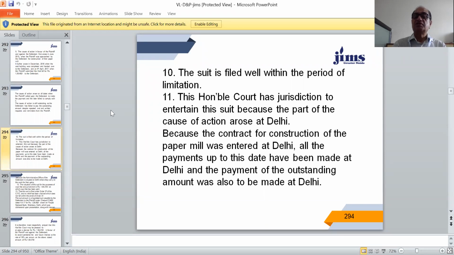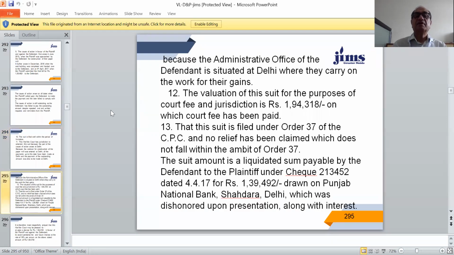Para 11 relates to jurisdiction. It is to be drafted like this: that this honorable court has jurisdiction to entertain this suit because part of the cause of action arose at Delhi, and because the contract for construction of the paper mill was entered at Delhi, all the payments up to this date have been made at Delhi, and the payment of the outstanding amount was also to be made at Delhi. And because the administrative office of the defendant is situated at Delhi, where they carry on the work for their gains.